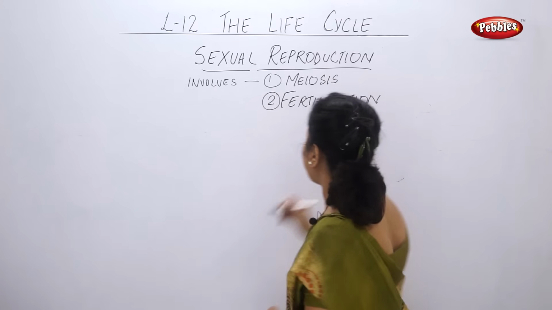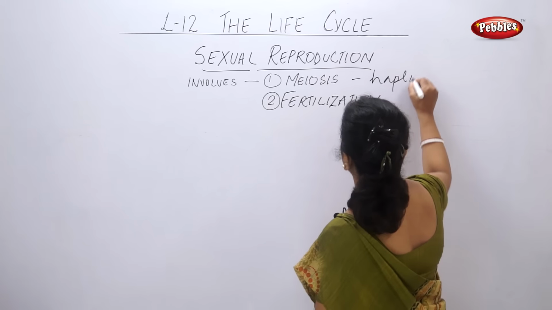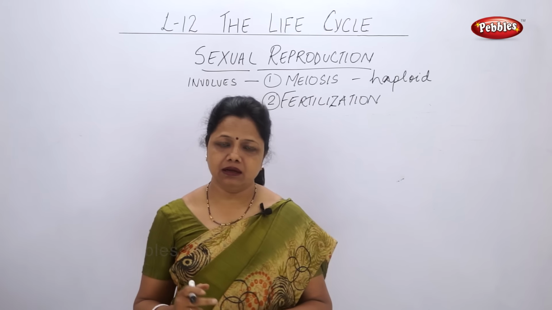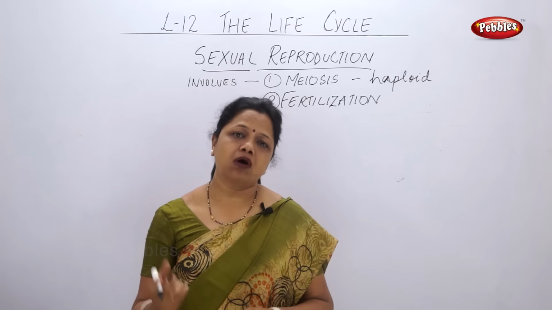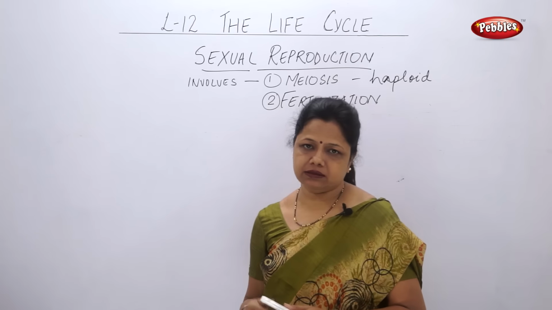Now what do you mean by haploid cells? Haploid cells are the cells having only one set of chromosomes. We are not taking the pair of chromosomes here, we are taking only one chromosome. So meiosis involves the production of gametes which are haploid cells.